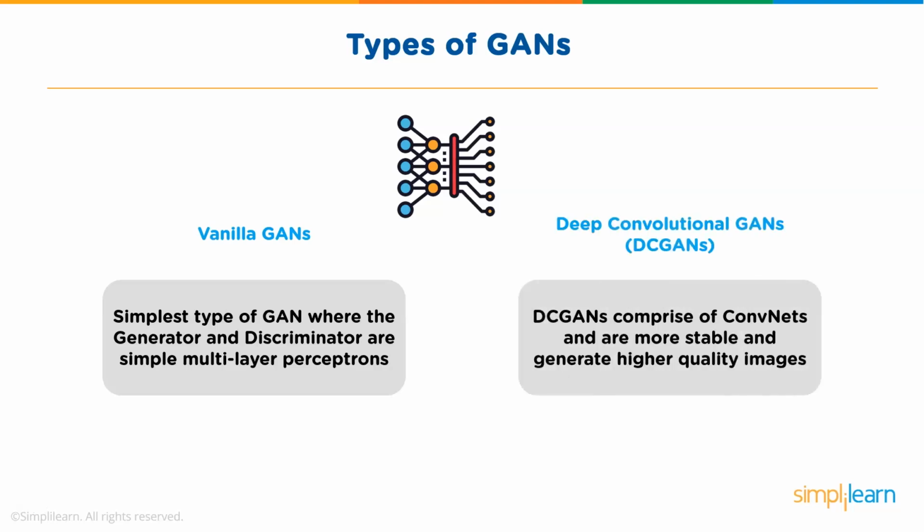Up next, we have deep convolutional GANs or DC GANs. Now DC GANs support convolutional neural networks instead of vanilla neural networks at both discriminator and generator. They are more stable and generate higher quality images.